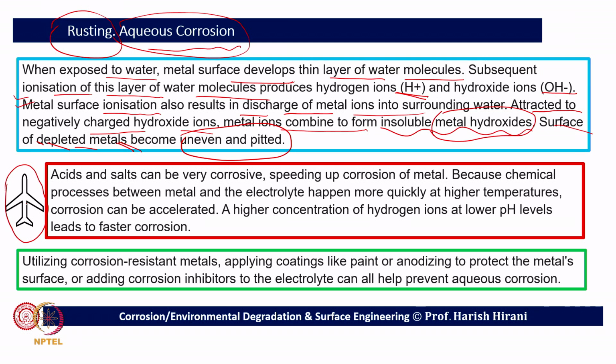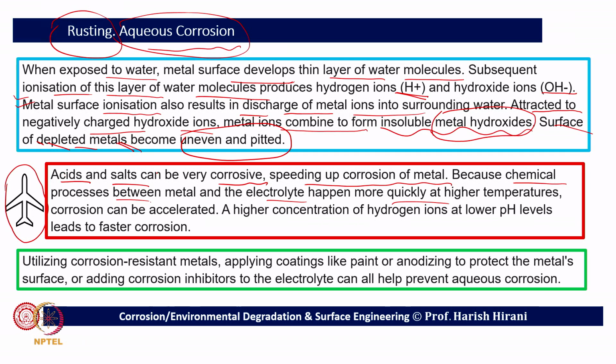Now, in the case of acid or salt, which are very corrosive, because of the change in environment, the corrosion rate of the metal will increase significantly. So, speed up. Maybe we were talking about a few kilometers per hour, and now we go at a much higher speed. Same thing with the corrosion rate: whatever was taking time earlier will take 1/10 of the time. So, what we are saying is that the chemical process between metal and electrolyte happens more quickly.